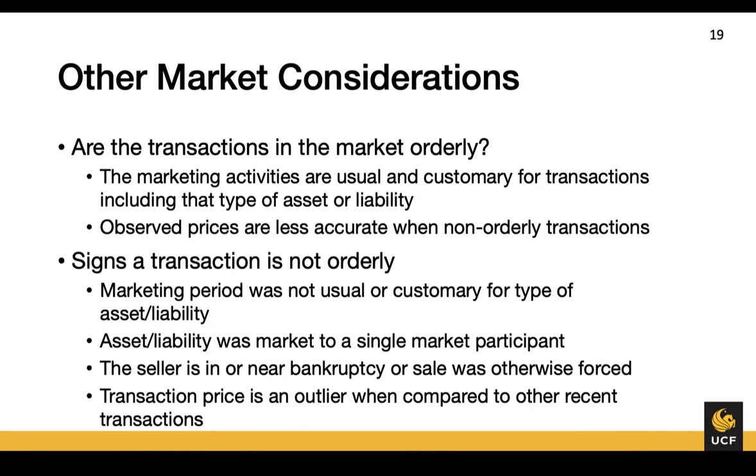We also need to consider whether transactions we observe in the market are orderly. Transactions that follow typical marketing practices for that asset or liability are more accurate than those that do not. One of my neighbors fell on hard times and sold her house to another neighbor for an all-cash transaction. The house was never listed on MLS, as is customary for home sales. It was marketed only to that one neighbor who made the purchase, and the seller was near bankruptcy. Because this transaction was not orderly, we cannot be certain that the price paid for the house is indicative of its true value.